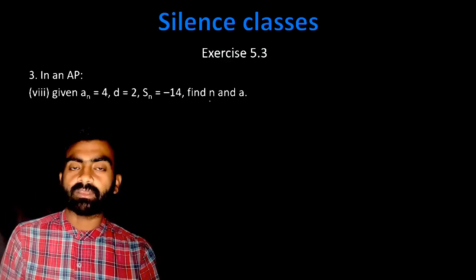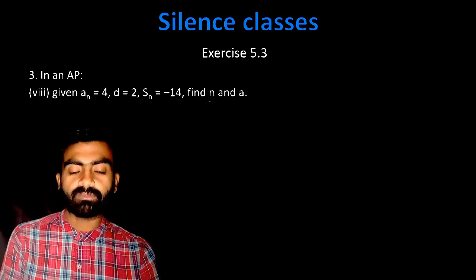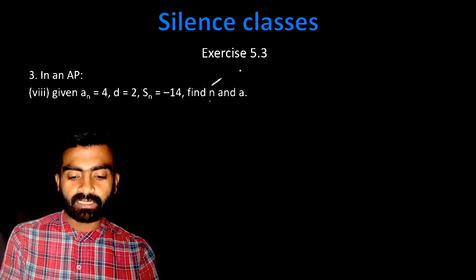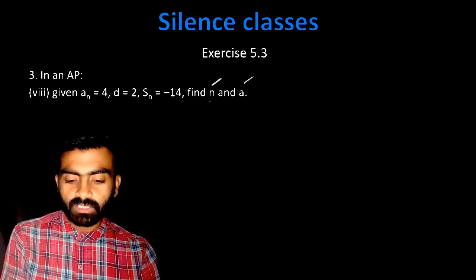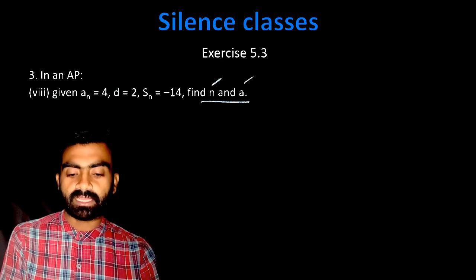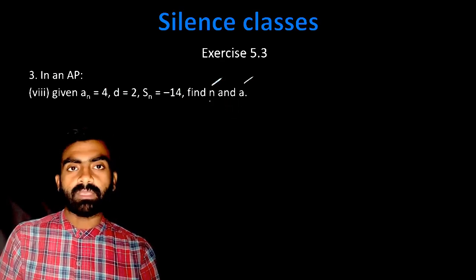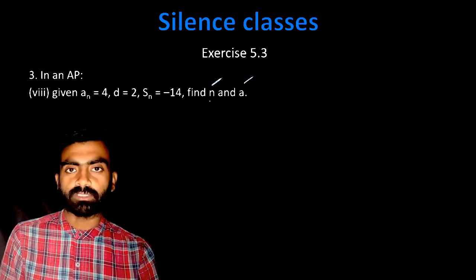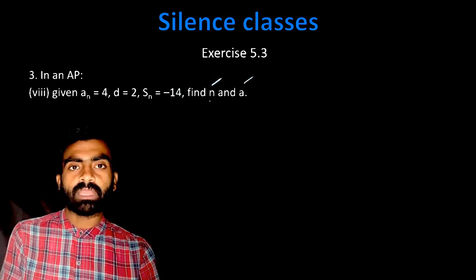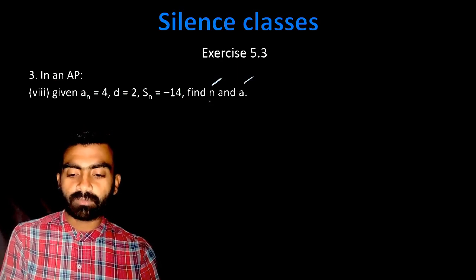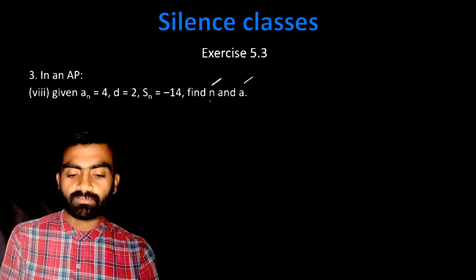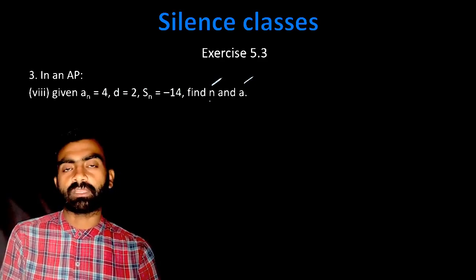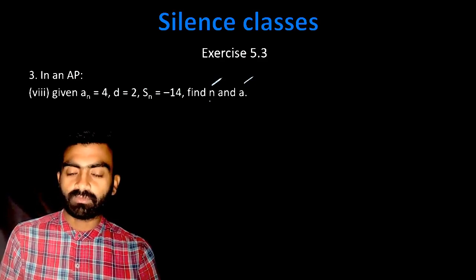Having a_n, the nth term, we have the common difference and the sum of terms. All these things are given to us. We have to find n and a. You can check that both n, the number of terms, and the first term of the AP are missing. So whatever formula we use, we will miss both things. So we have to make an equation first, then put that equation into the second one, and we will find either a or n. Then by putting that in the second formula, we can find both things.